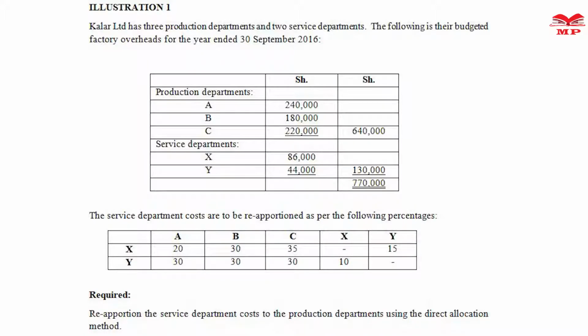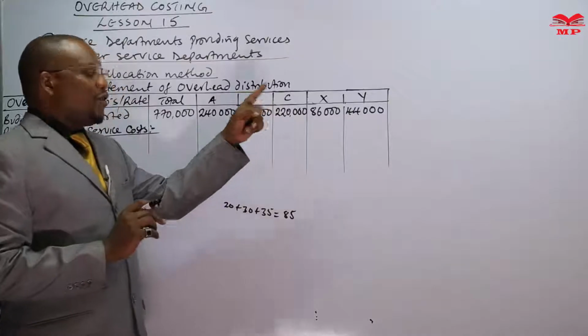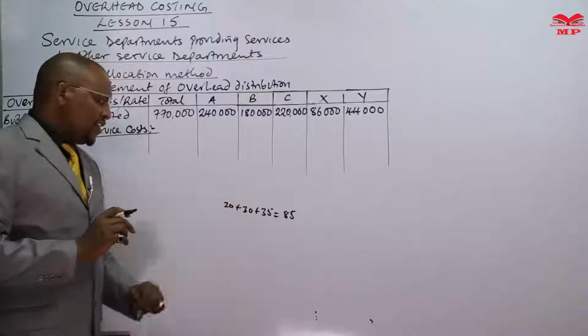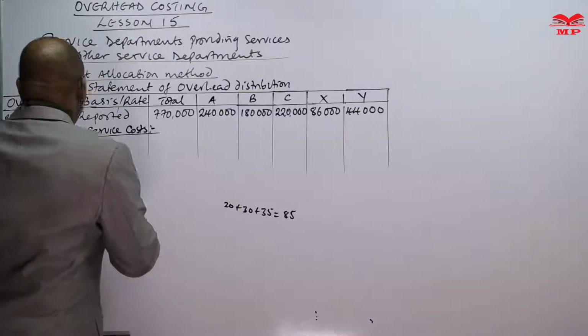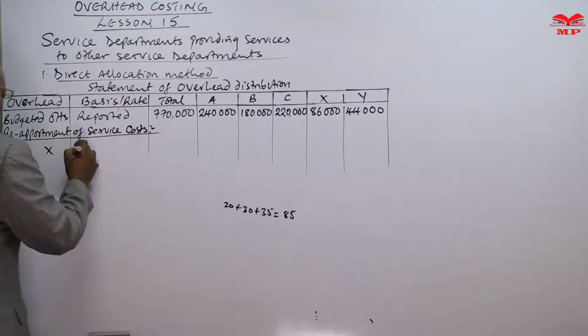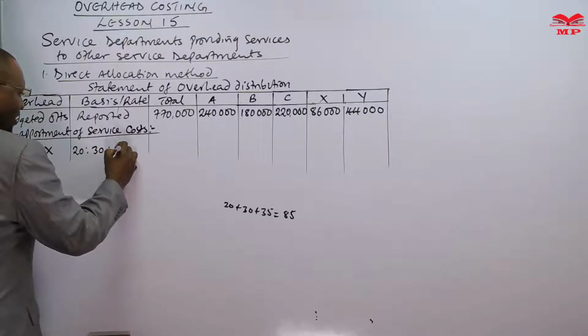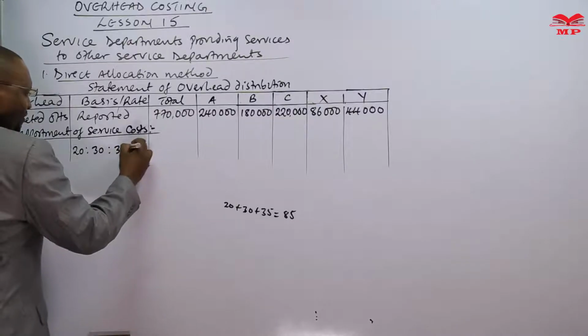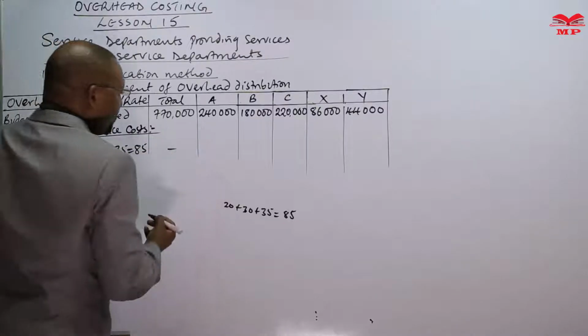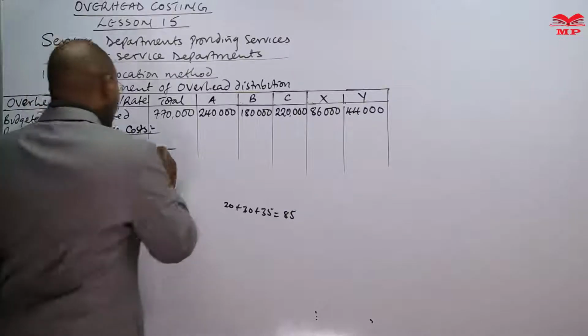And therefore, 20 plus 30 plus 35, which of course gives us 85, is not 100, because we are ignoring the 15% which department X offers to Y. So we are going to have only this 85%. So the basis and the rate shall be 20 is to 30 is to 35, which is giving us 85. So as we share this cost, we are going to share this way.